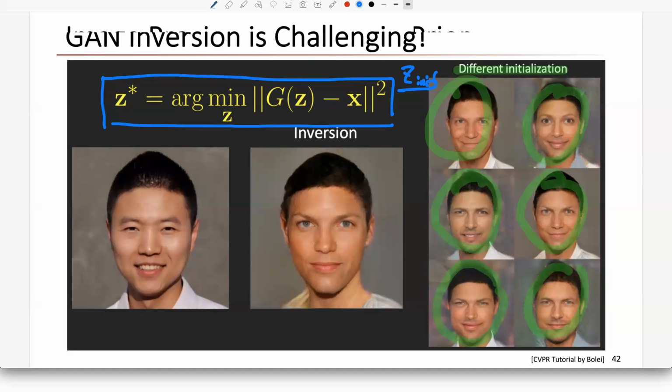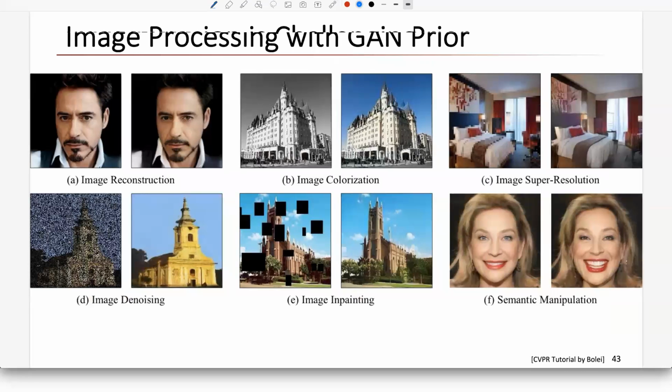So anyway, it's a very, very interesting direction of GAN-based image manipulation. By using this GAN image prior, we can solve image processing tasks like this one. How can you do that? We have a well pre-trained generator that generates the new image from the random noise.